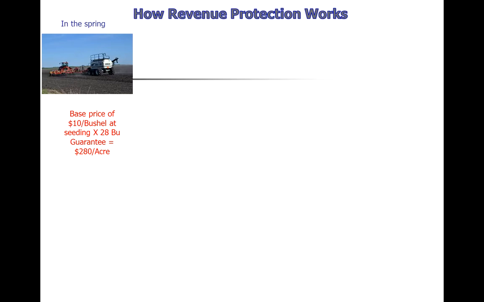Let's say you have a 28 bushel guarantee on your crop insurance. That'd be a percentage of whatever your yield is. So if you had a 35 bushel yield times 80%, let's say that's 28 bushels. So starting out, we're guaranteed we're not supposed to make any less than $280 an acre on this piece of ground.